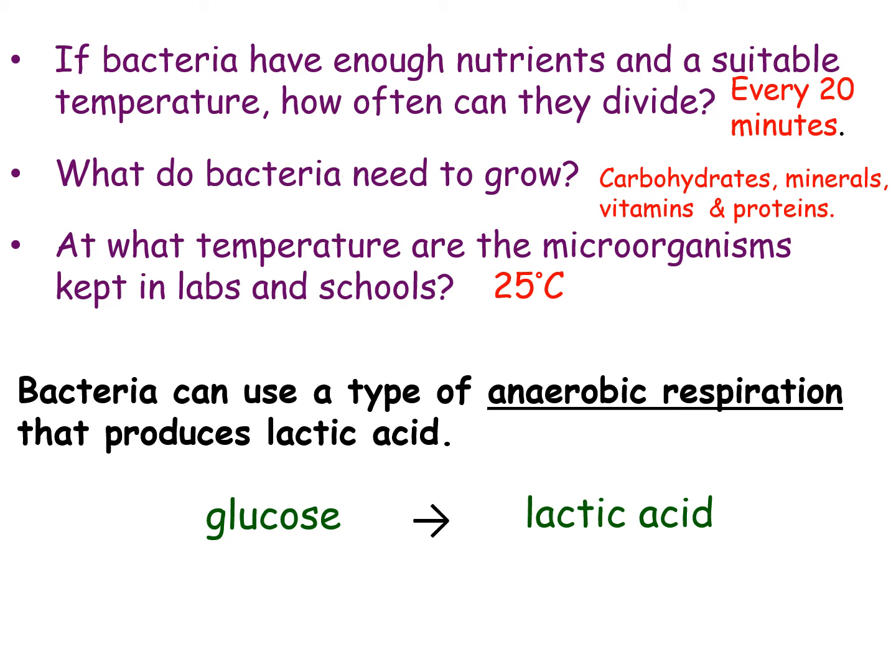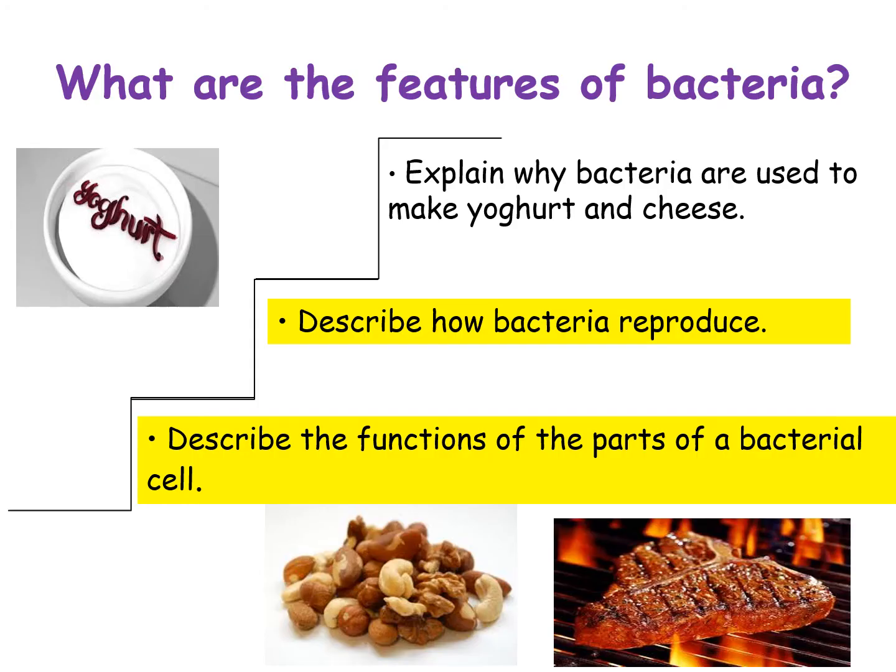And you'll notice there that there's no oxygen like we would normally expect with aerobic respiration. It's without oxygen, and the product is lactic acid. Now, this is a very useful product for us, and we'll see why. So we've had a look at the functions and the parts of a bacterial cell, and we've also had a look at how bacteria reproduce. I'm going to move on to our final objective now, which is to be able to explain why bacteria are used to make yogurt and cheese.